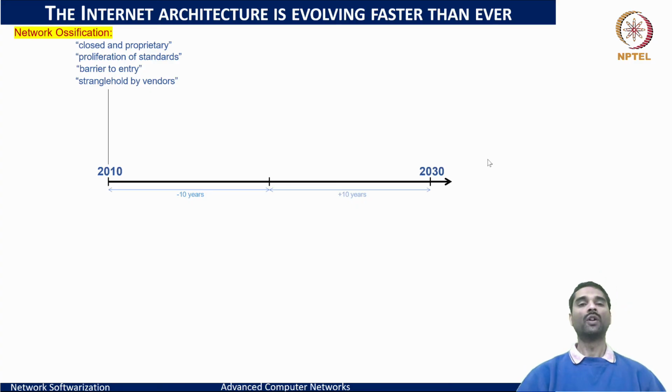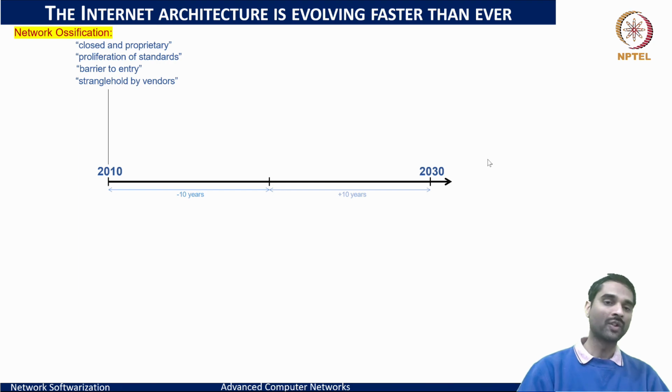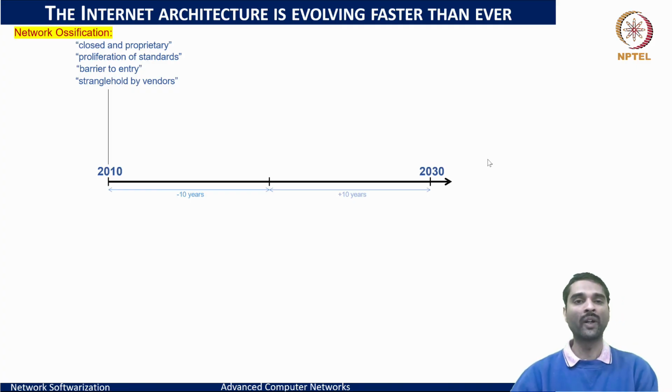So to sum up, we have looked at the Internet's evolution, and we take it that Internet architecture is evolving faster than ever. And we consider this Internet architecture, for simplicity, in three phases. The first, pre-2010, where I call this the network ossification stage, where several closed and proprietary developments happened, several proliferations of the standards were done, but many became barriers for entry. And several of the stakeholders started to play prominent roles.